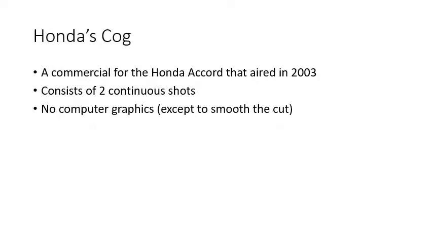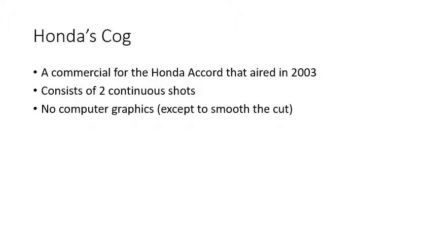So next I want to show you a commercial for the Honda Accord, called the Cog, which is, I guess, kind of a famous commercial from 2003. It's famous because the engineers at Honda built a Rube Goldberg machine for the commercial using only the parts from a Honda Accord. It's a really big, complicated machine, and it's pretty cool.